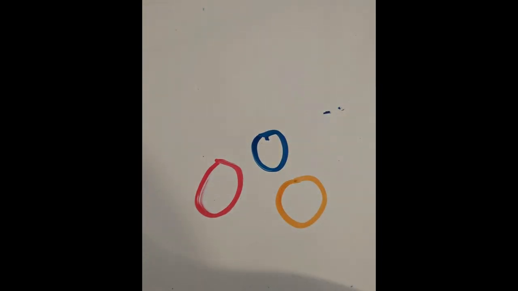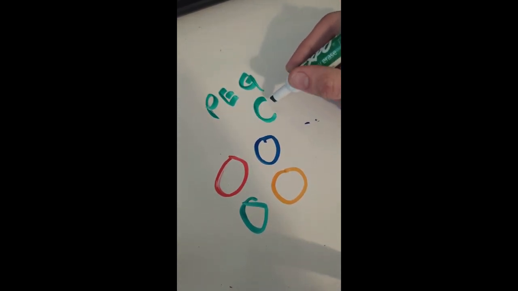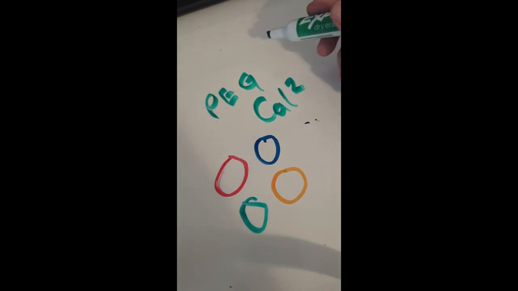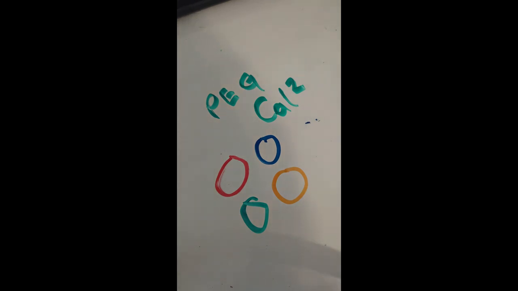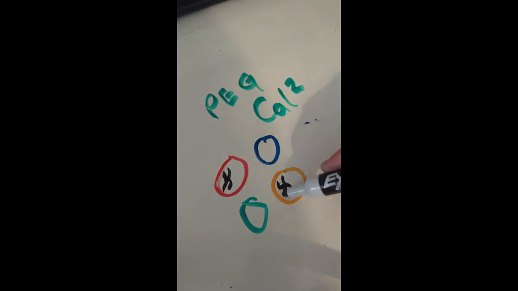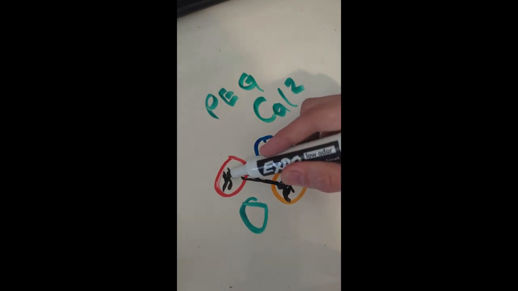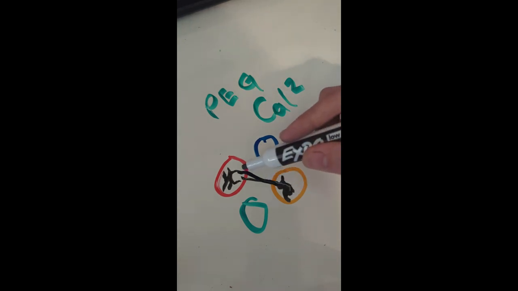And this is where the fusing comes into play. You can use things like polyethylene glycol and calcium chloride. What these things do is essentially they take the DNA inside the nuclei and force them to reinsert themselves within the cell wall.